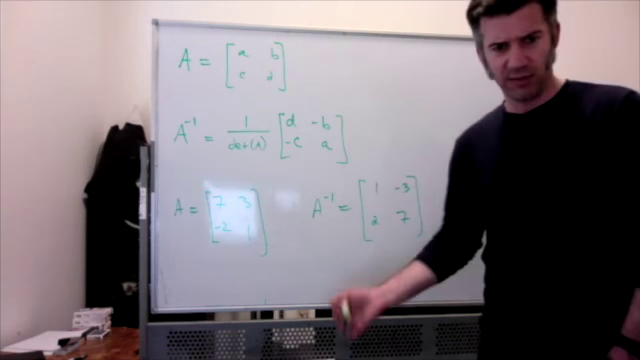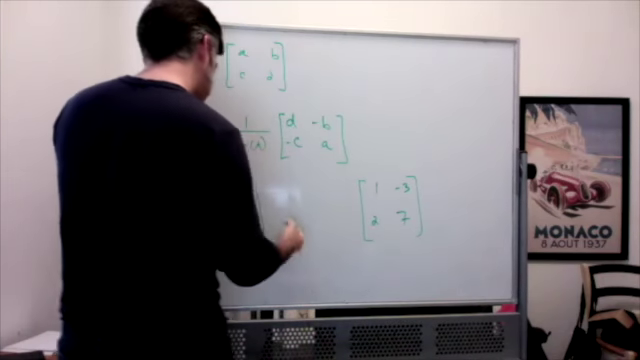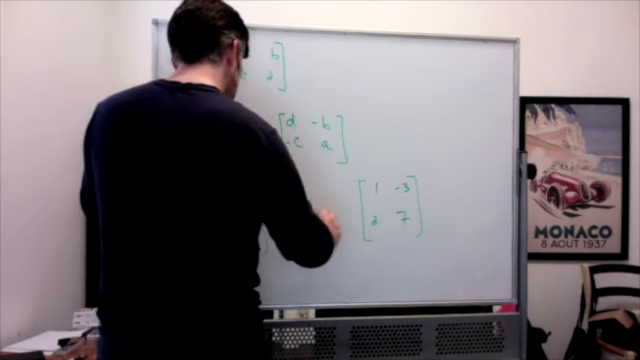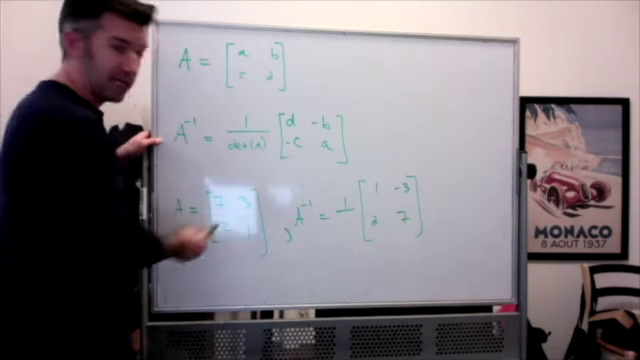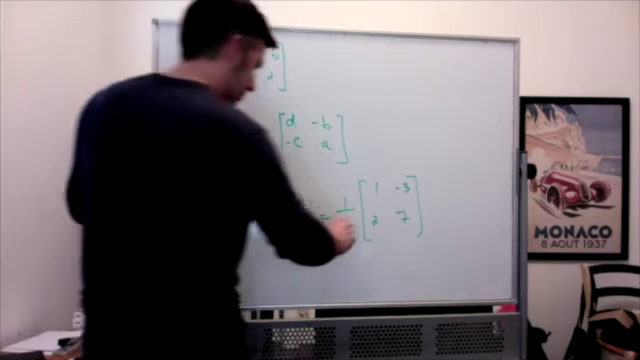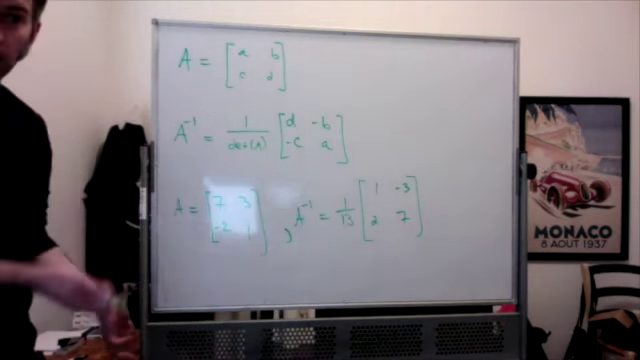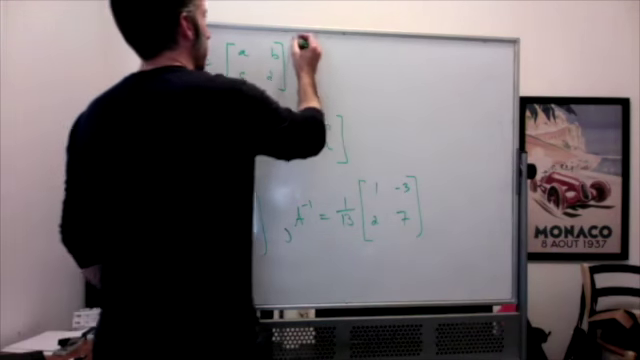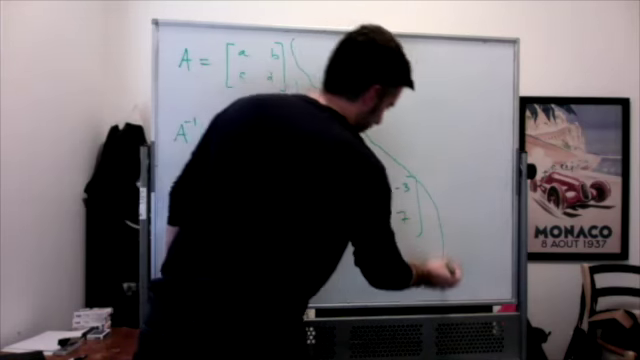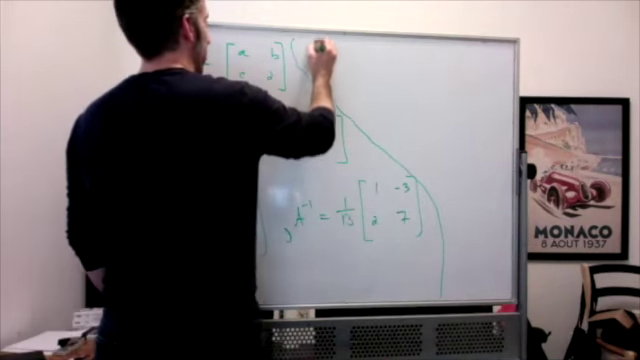Oh, but I forgot something. I forgot the determinant. So it's going to be 1 over, let's see, the determinant is 7 minus negative 6, so it's going to be 13. And we can check that these two matrices are inverses by multiplying them together. When you multiply a matrix by its inverse, you should end up with the identity matrix. So let's do a double check.